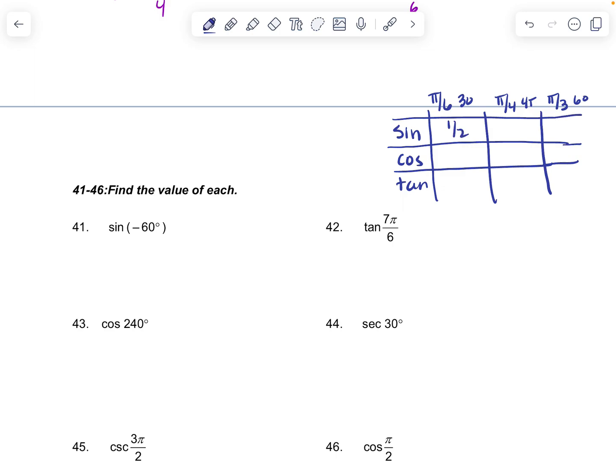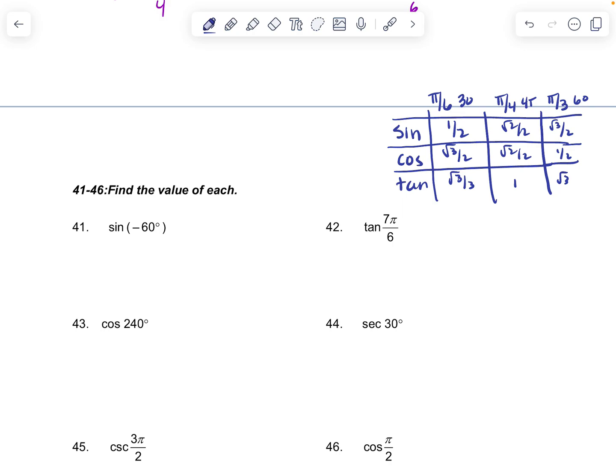And this is 1 over 2, rad 2 over 2, rad 3 over 2. And then just going backwards, rad 3 over 2, rad 2 over 2, 1 over 2. And then rad 3 over 3, 1, and rad 3. You guys, that should be imprinted in your memory forever.